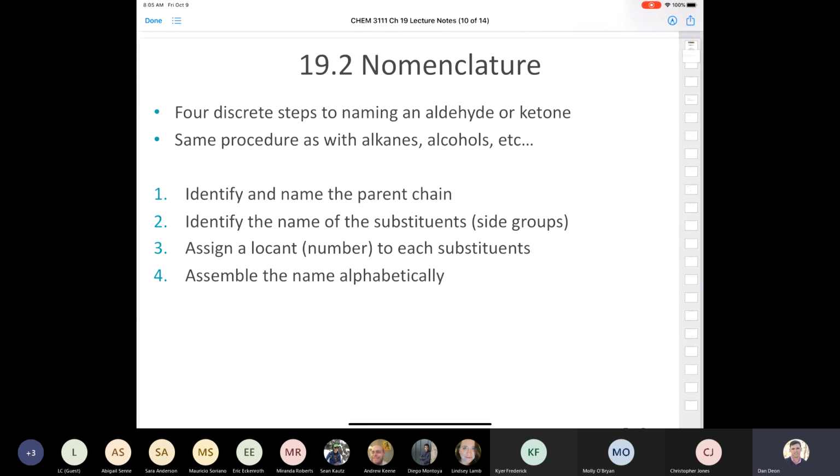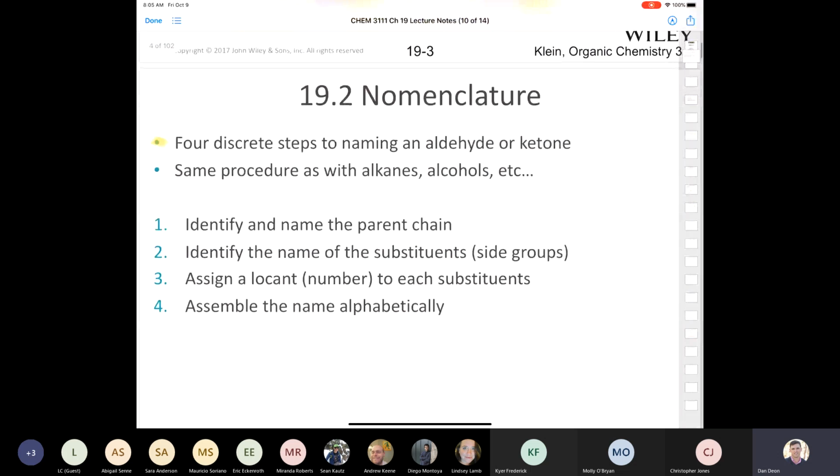And it says here that we have 4 discrete steps to naming an aldehyde or a ketone. The same procedures that we used for naming alkanes and alcohols. So first we're going to identify and name the parent chain. Then we're going to identify and name the substituents, chloro, bromo, methyl, ethyl, sec-butyl, whatever. Then we're going to assign a locant or a number to each of the substituents, 2 ethyl, 3 methyl, so on and so forth. And then we're going to assemble the name alphabetically.